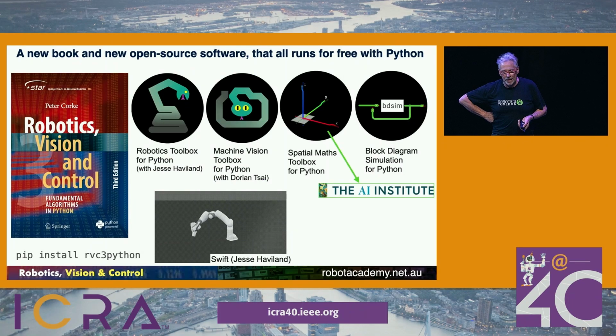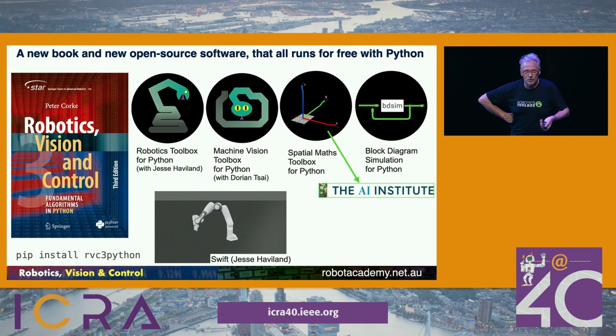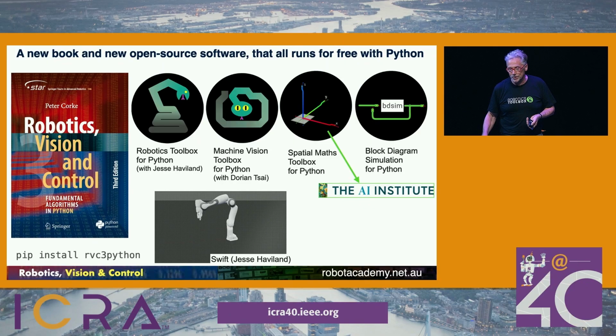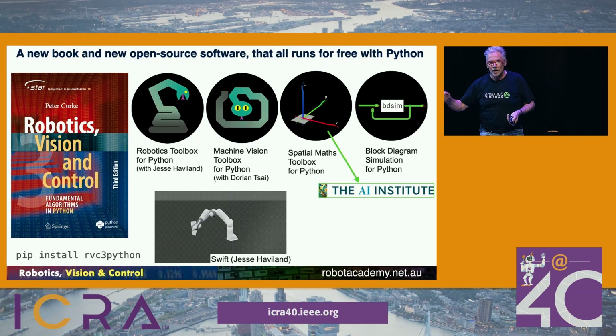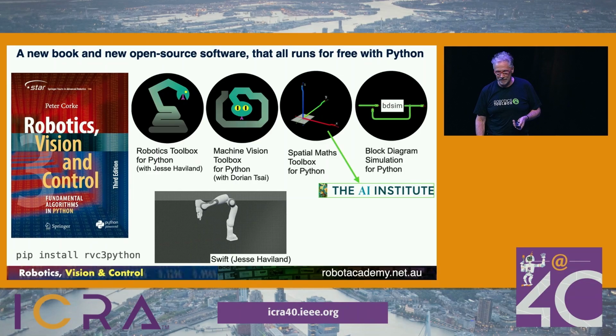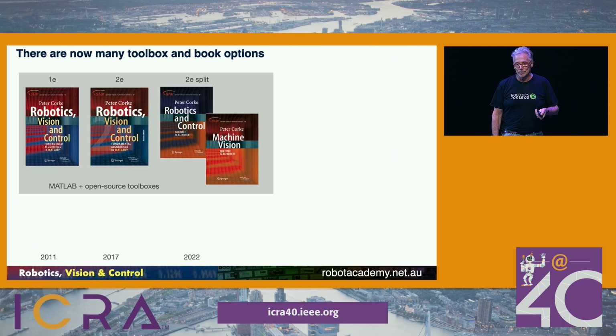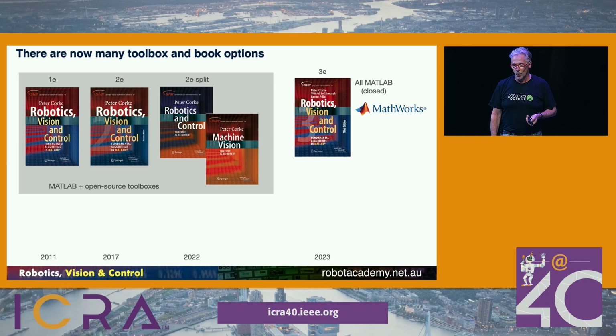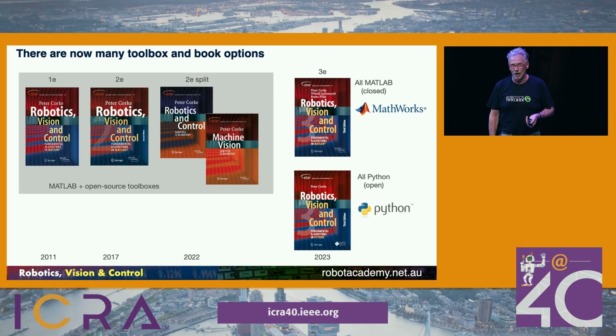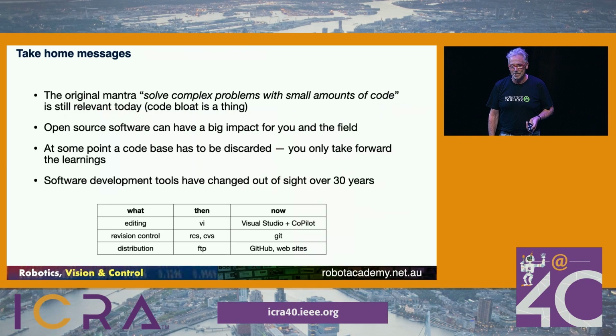So the book comes out, you can install all the code, pip install RVC3 Python, done. All the toolboxes and all their dependencies come in. It's a bunch of toolboxes: the robotics toolbox, the vision toolbox, and all the spatial math stuff's in a toolbox of its own, with Seth Stalking's AI Institute looking after the spatial math toolbox now, which is great. And now there's lots of toolbox and book options. Mixed openness, no openness, full openness. So I'm kind of happy with that particular outcome.